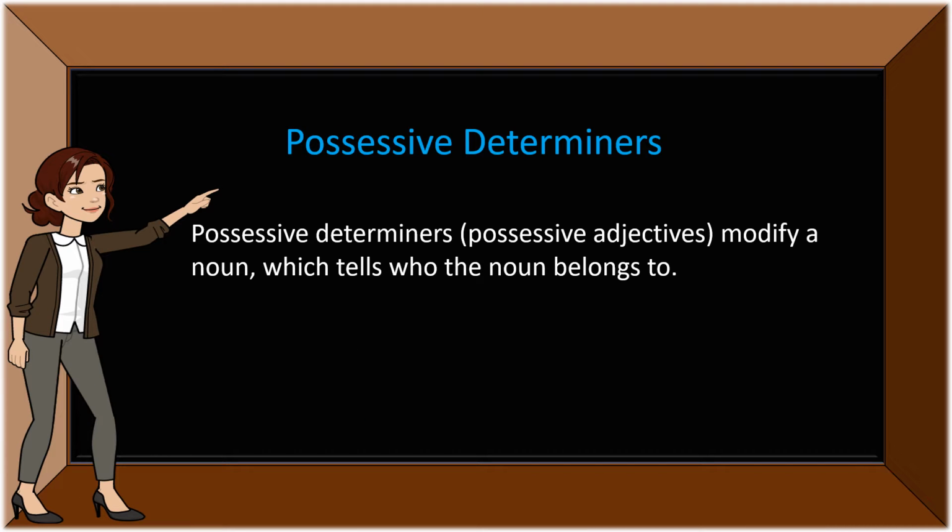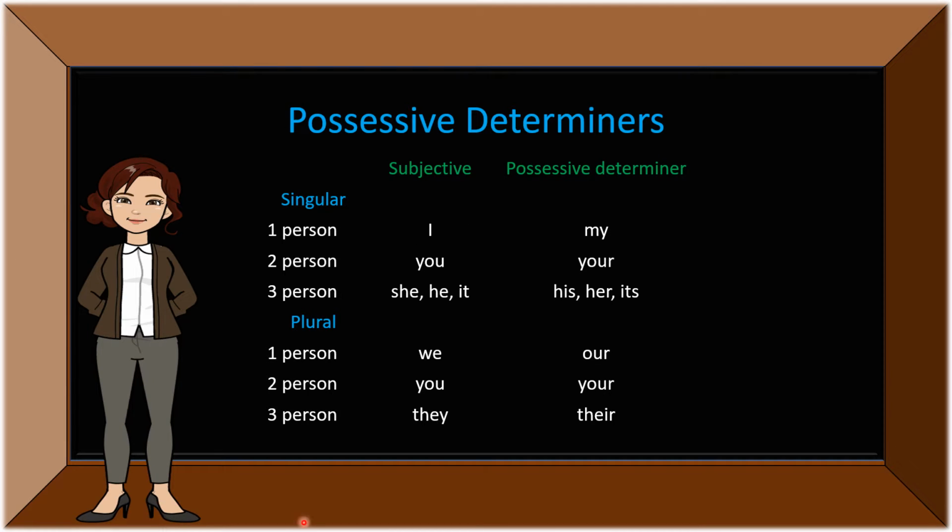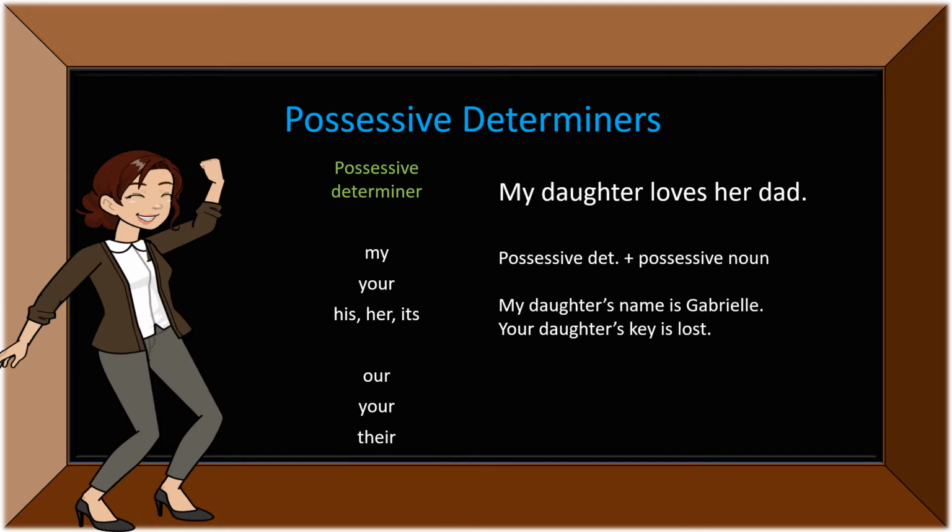Possessive determiners, also known as possessive adjectives, modify a noun which tells who the noun belongs to. Now let's explore what the possessive determiners are. My, your, his, her, its, our, your, their. Let's take a closer look at possessive determiners. My daughter loves her dad. My is modifying daughter. Her is modifying dad.